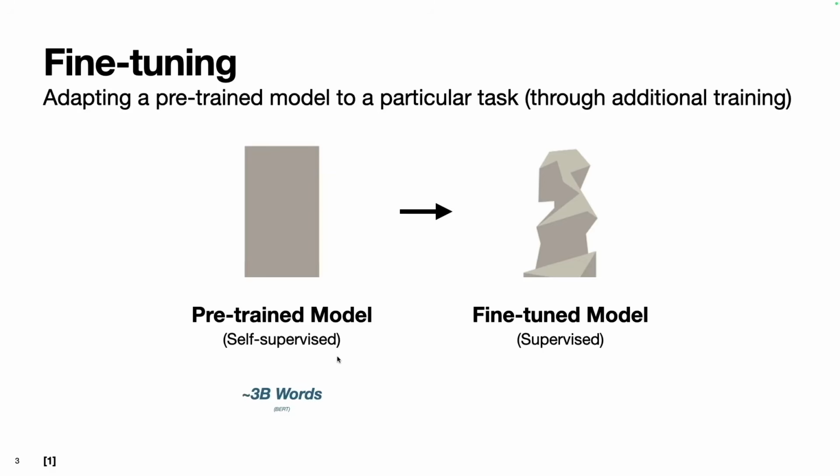For example, BERT, which is the model we're going to be focusing on in this video, was trained on 3 billion words. In other words, we have billions of examples that this model can learn from. This is in contrast to a typical fine-tuning task, which might consist of a few thousand examples. So we're talking about 6 orders of magnitude difference in the number of examples.